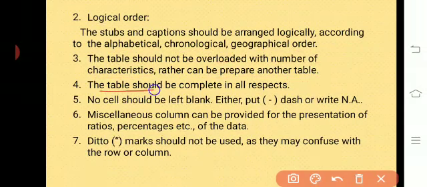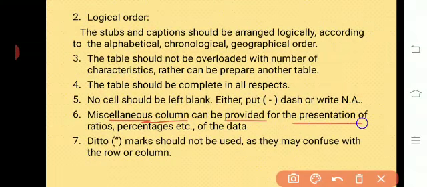Then the table should be complete in all respects. We should not keep any hide and seek. The table should be complete in all the respects. Then no cell should be left blank in the table. No cell should be kept blank, any row or column. Either we put a dash or write NA, which means not applicable.